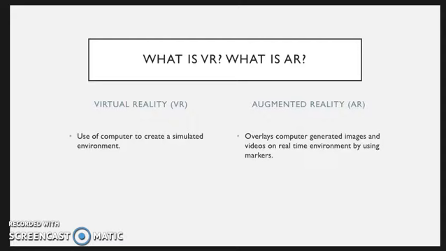So what is VR and what is AR? VR is virtual reality, and it uses a computer to create a simulated environment so that the users are actually within that world. AR, which stands for augmented reality, overlays computer-generated images and videos on a real-time environment by using markers such as movement, barcodes, and physical objects that act as a trigger, which I will be going into further detail and show related videos to both AR and VR later in this presentation.